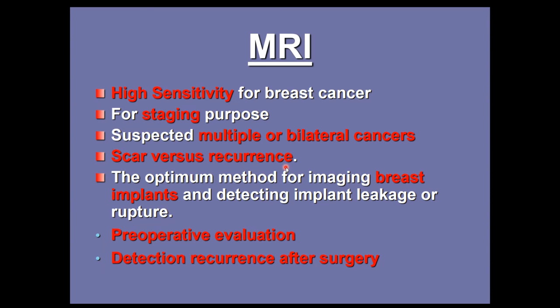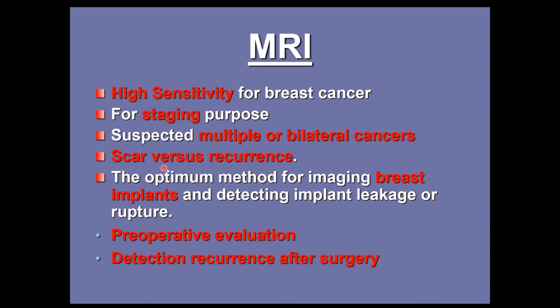What is the meaning of this? If there is recurrence, we remove the tumor in breast cancer, and if there is recurrence, we cannot differentiate on mammogram or ultrasound between fibrous tissue, which is scar tissue, and the recurrence. The only tool which we can use is MRI.